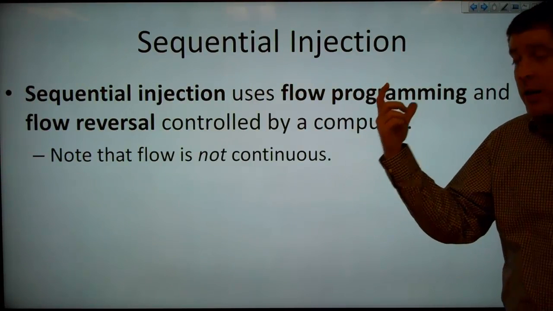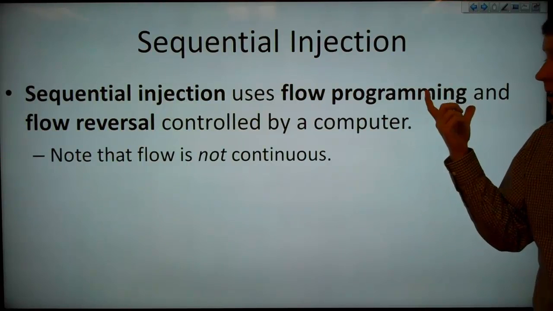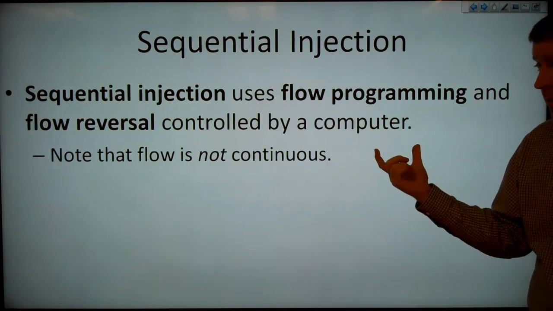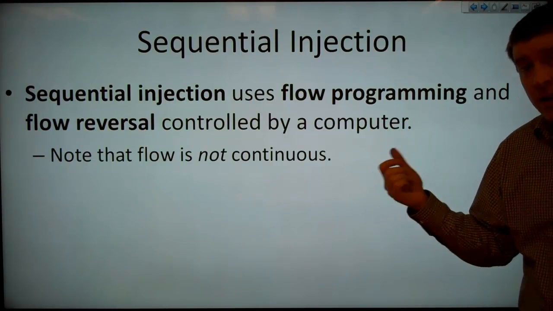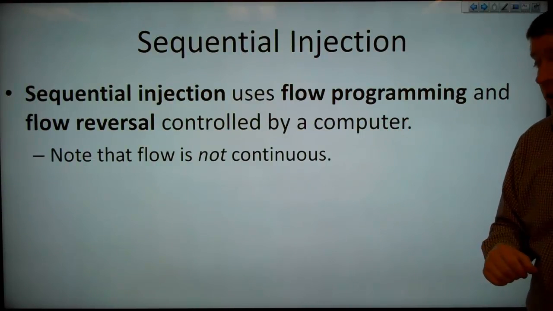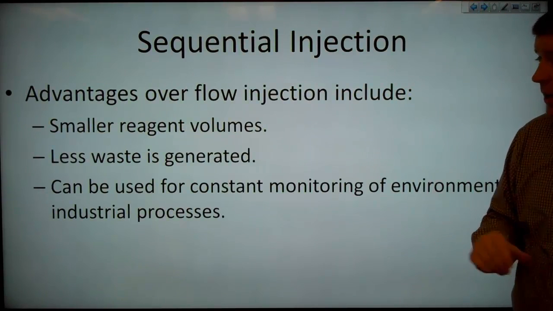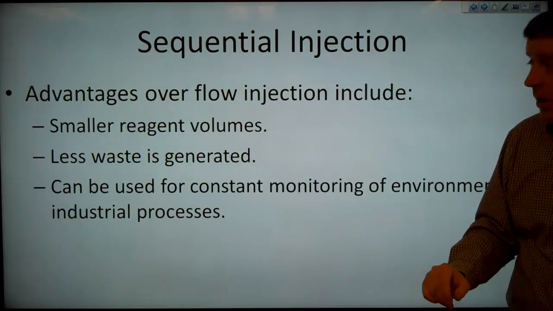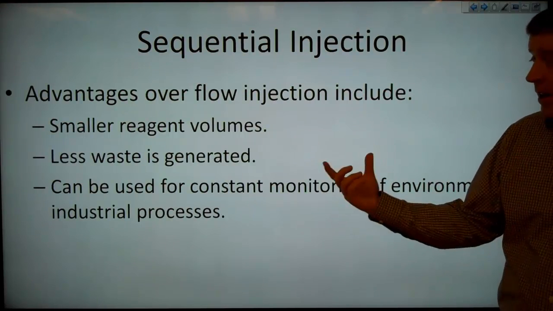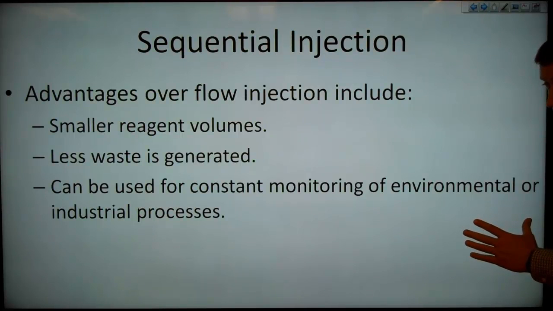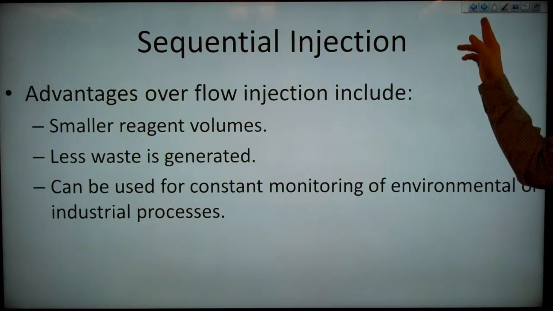So now let's talk about sequential injection. This uses flow programming and flow reversal controlled by a computer. And note here that flow is not continuous as it was in flow injection analysis. So some advantages over flow injection analysis include smaller reagent volumes, less waste is generated, and sequential injection can be used for constant monitoring of environmental or industrial processes.